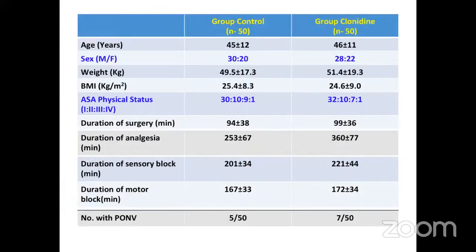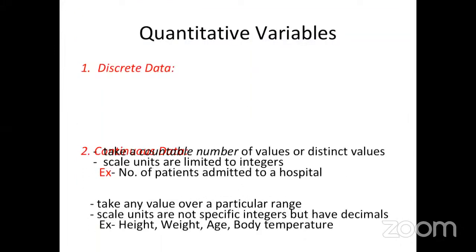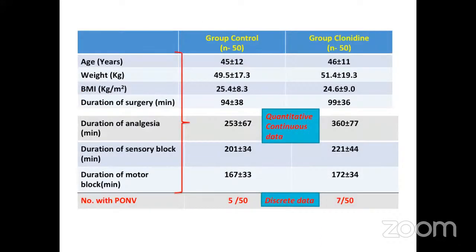An example of quantitative data is weight, BMI, duration of surgery, duration of analysis. All these things numbered in black are quantitative data, whereas gender distribution, ASA physical distribution, they are all qualitative data. So again, quantitative is further divided into discrete and continuous. Continuous means, for example, duration of analysis is a continuous data, whereas incidence of PIV, 5 out of 50, 7 out of 50, is a discrete data. So again, this is about quantitative.